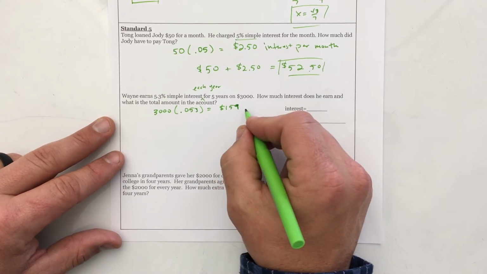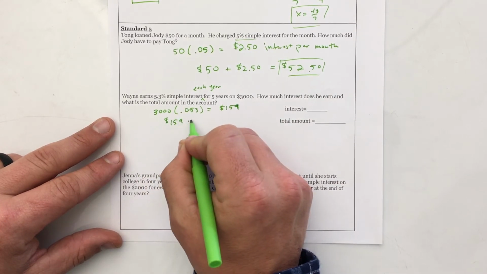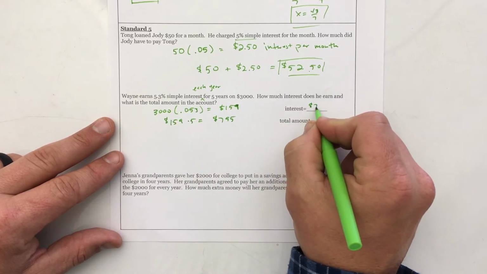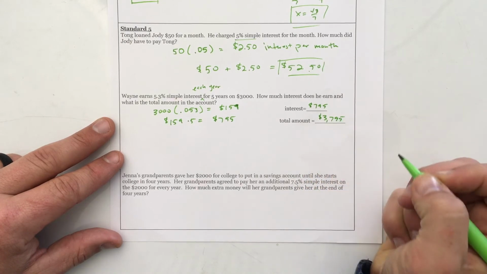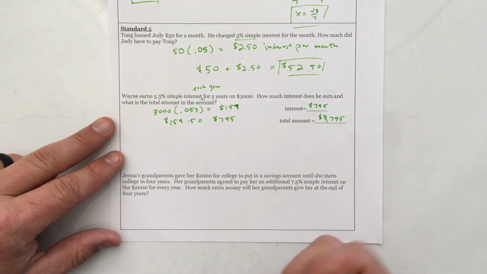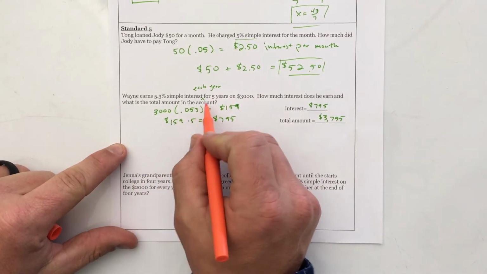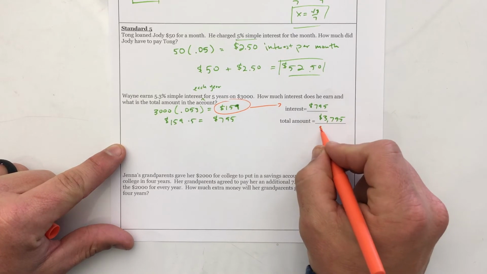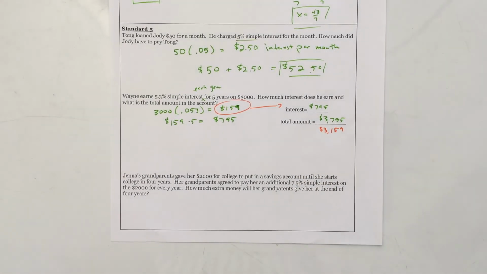right? So $159 per year times 5 years is $795 in interest for a total amount of $3,795 because we add the principal. Now, alternatively, if you just thought that this interest was over 5 years and you put that there and then $3,159, I was very nice and I gave that to you because the question was a little bit vague.